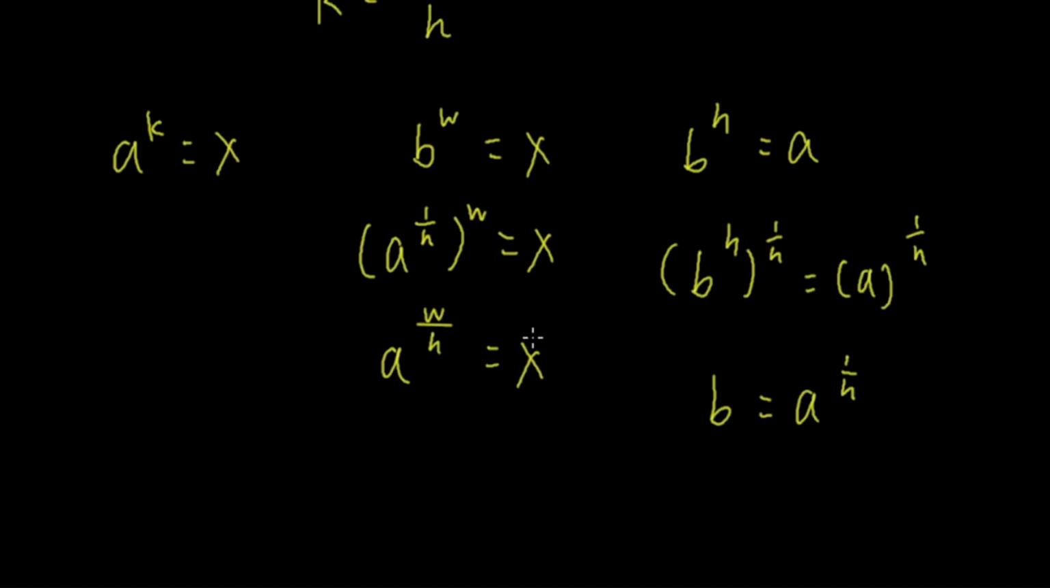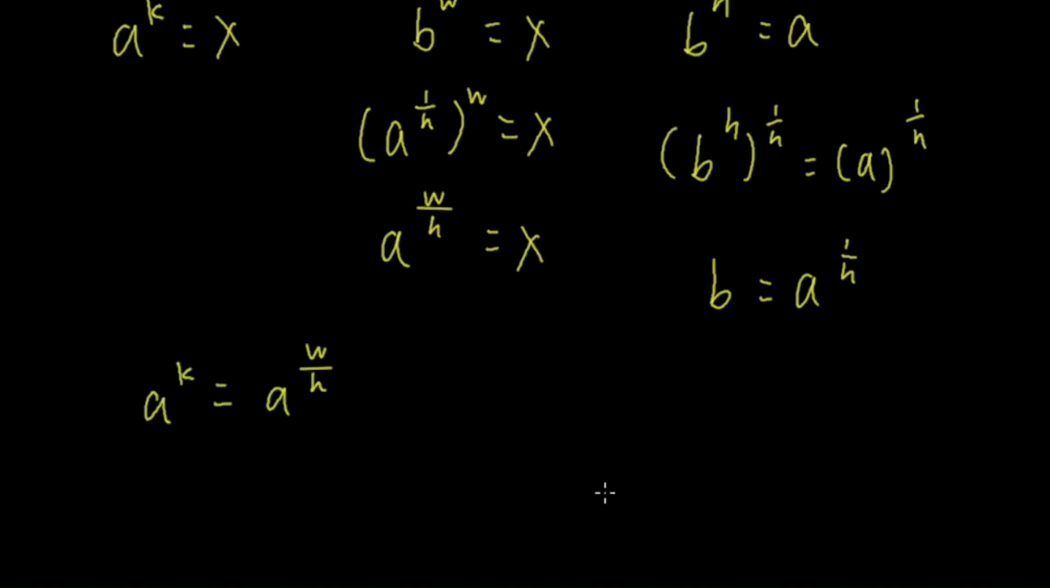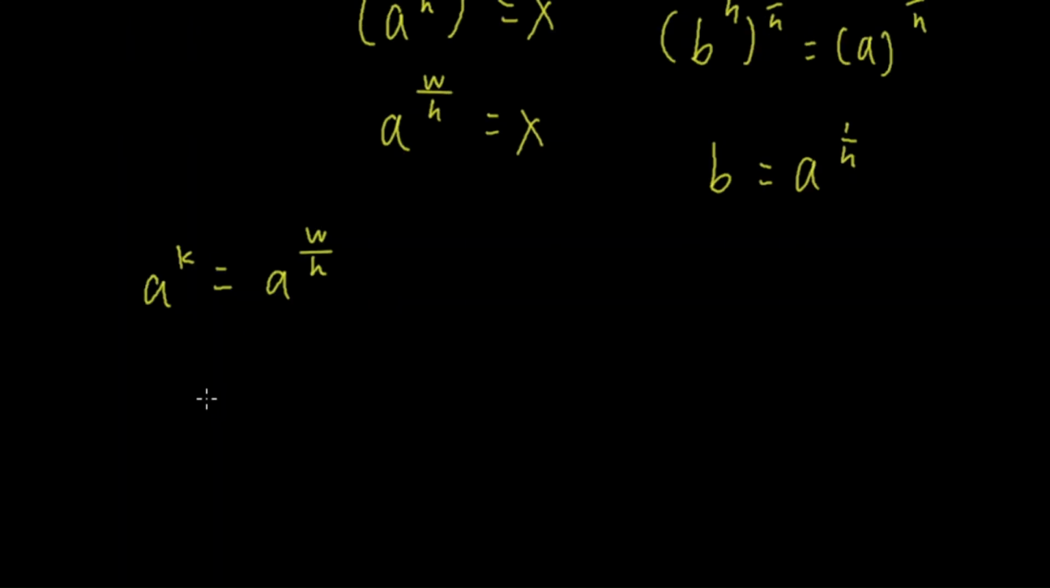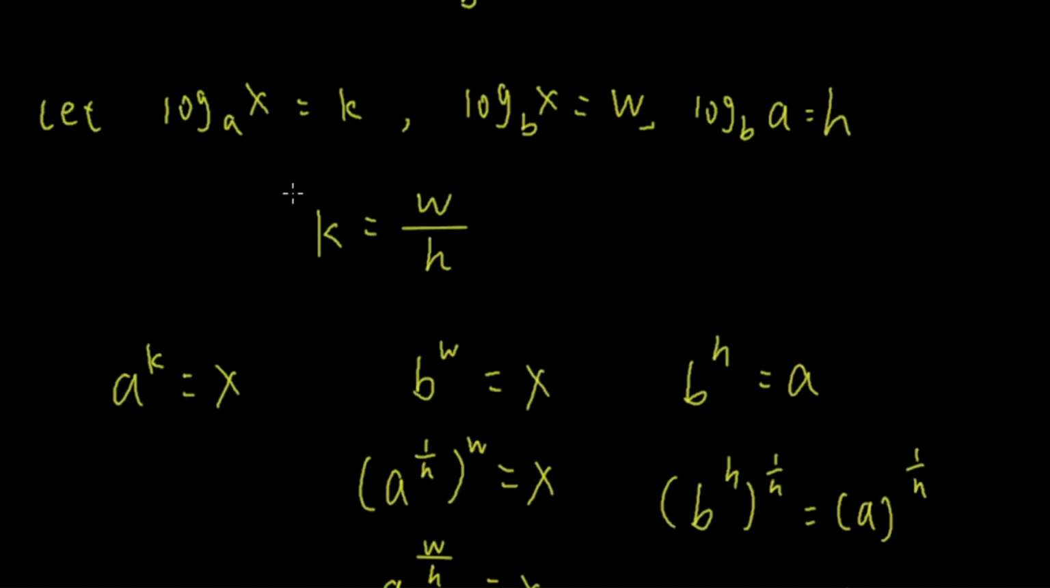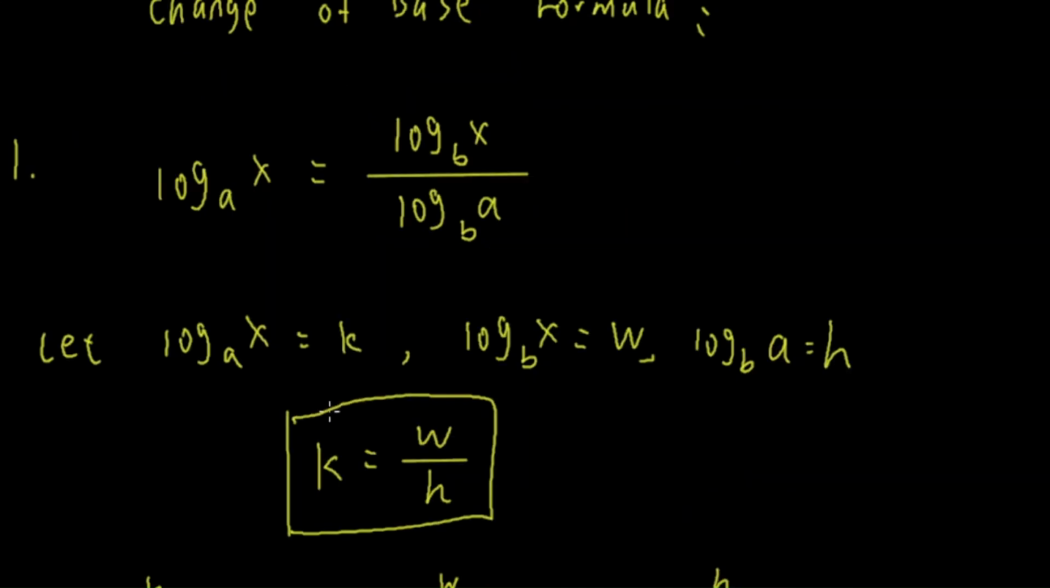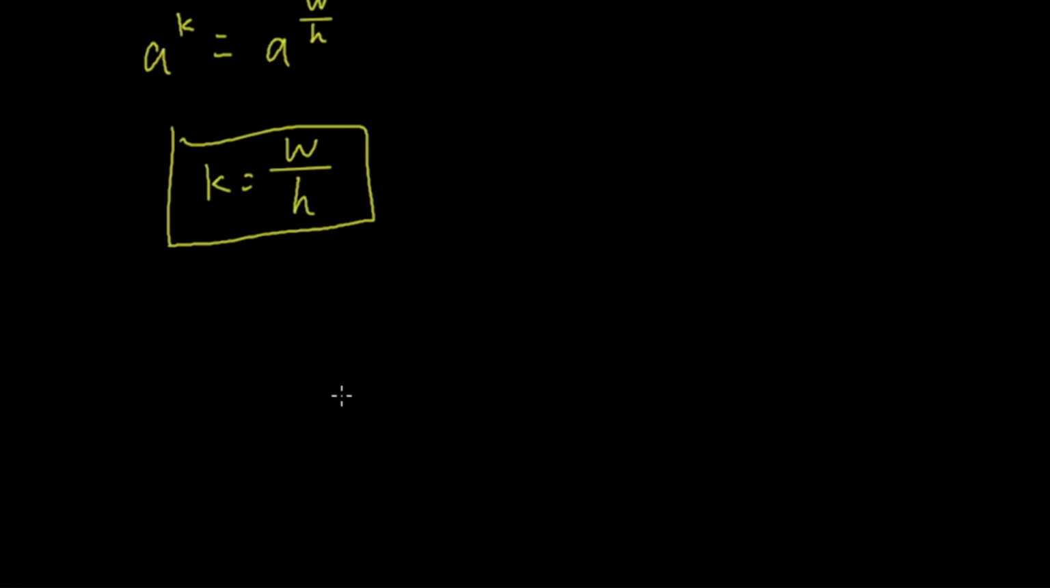Now x and x are equal to each other, so this equals this. That means we can say that a to the power of k is equal to a to the power of w over h. This means that k is equal to w over h. So this is the same as this. So we just proved this. Okay, next.